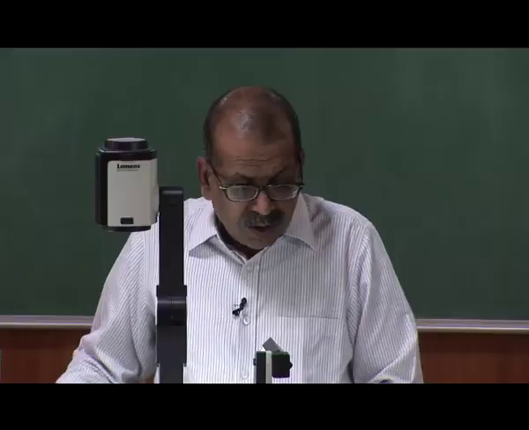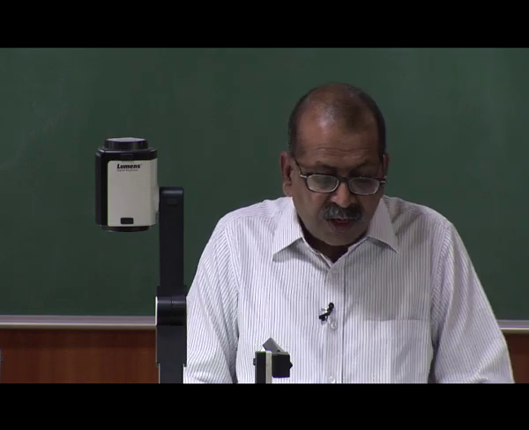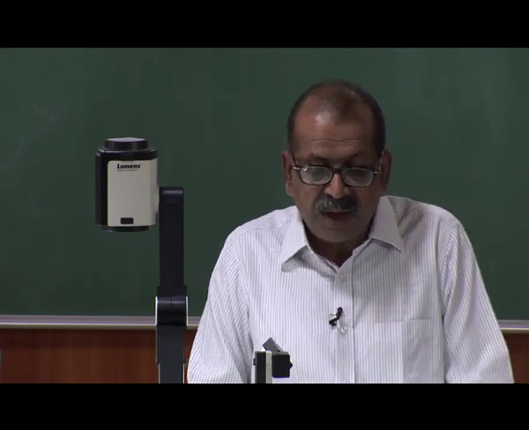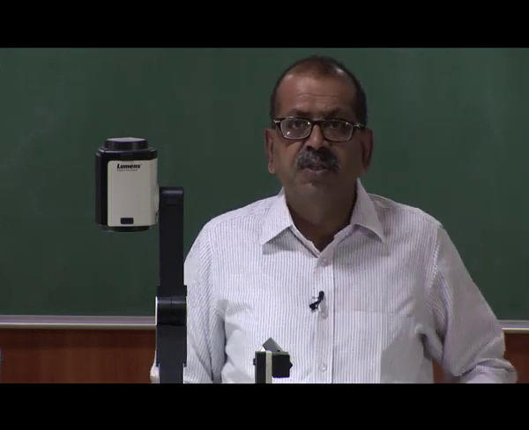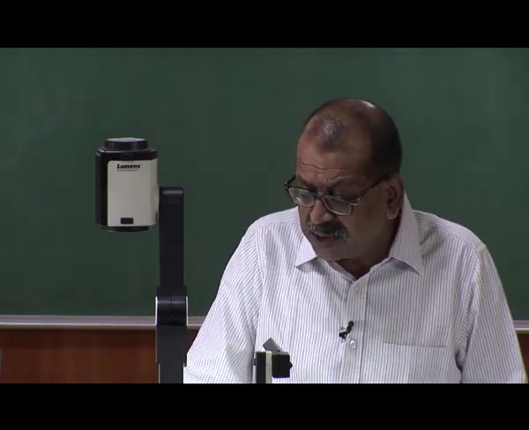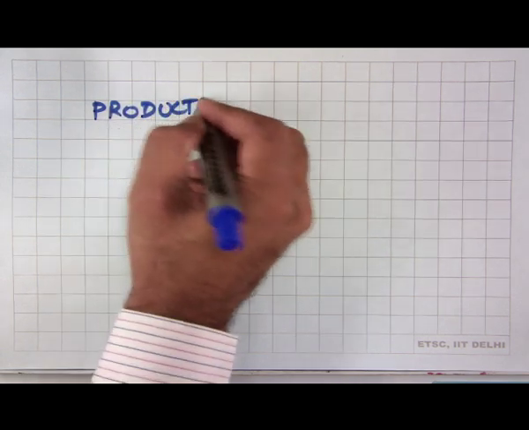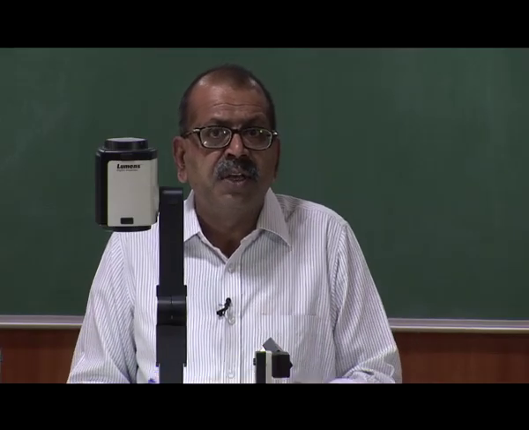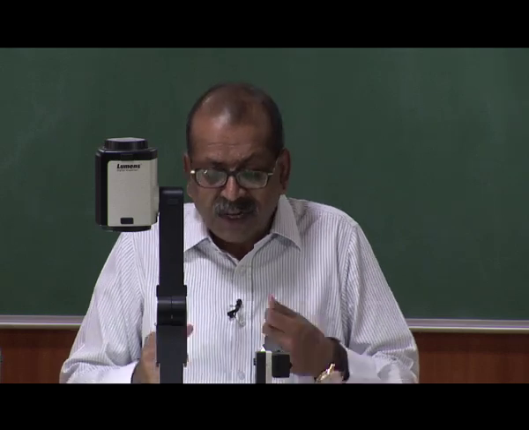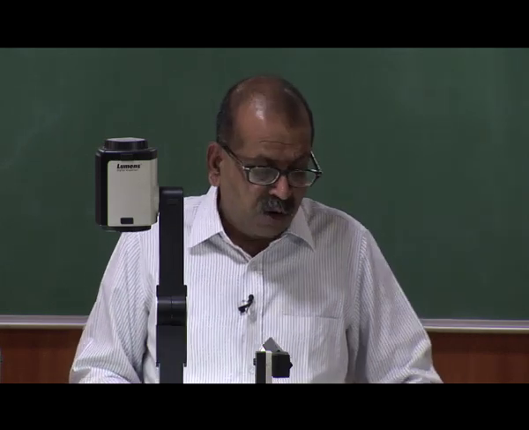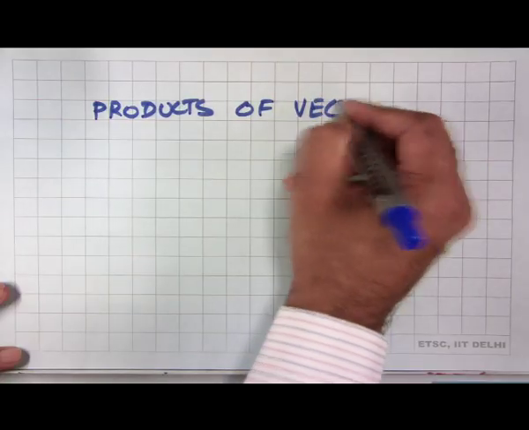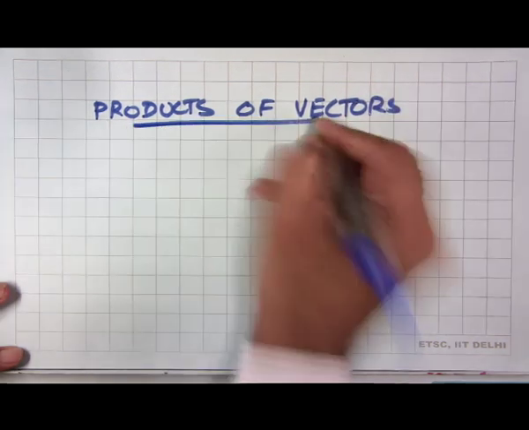So, therefore, resolving a vector along components along Cartesian axis may help us in simplifying some of the operations. Next, we will also look at products of vectors. We have seen the addition of vectors, we have seen subtraction of vectors, and we have seen also when a scalar is multiplied to a vector, how do we deal with that. Next, let us talk of products of vectors.